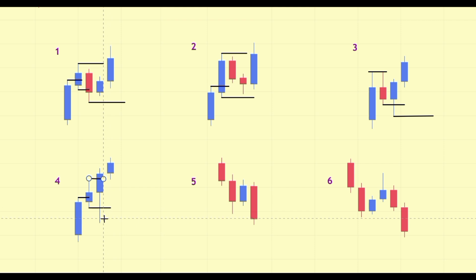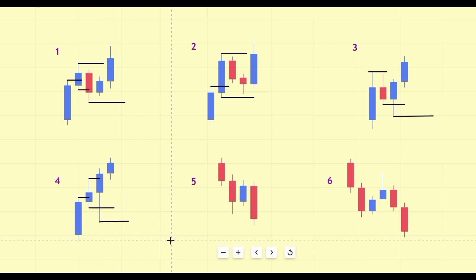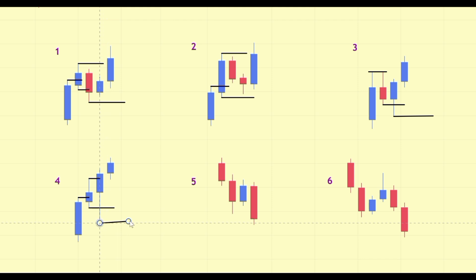So this validates scenario 4 as a valid pullback, because we said to validate a pullback in a bullish scenario, we need a break past the lowest point of the previous candle, either by a wick or a candle close. And we can clearly see that this bullish candle wicked below the lowest point of the previous candle before breaking past this high. So this validates this one to be a valid pullback. And by the way, a nice thing to note is that the color of this candle does not matter.